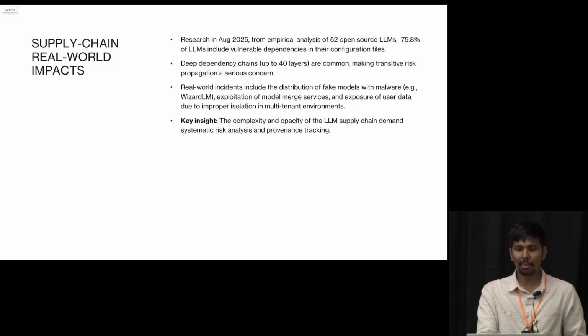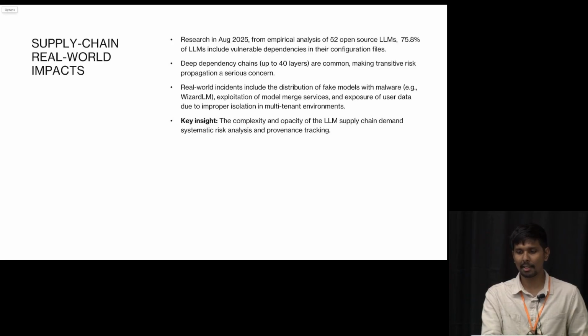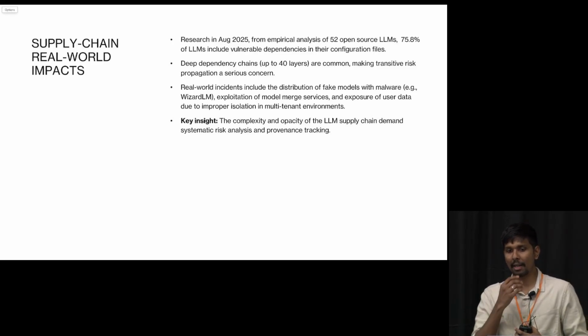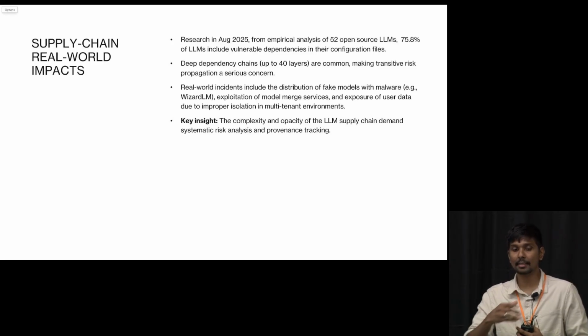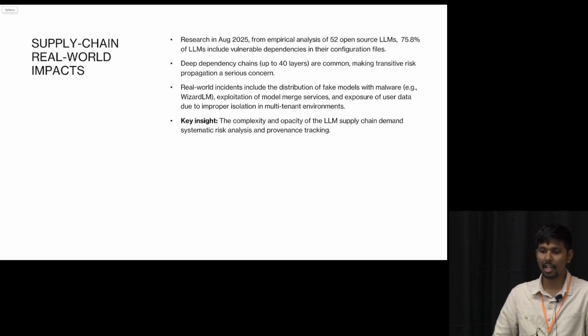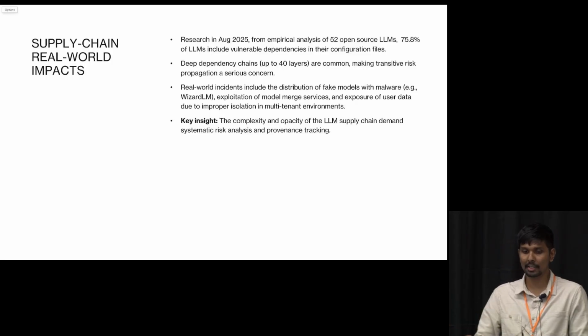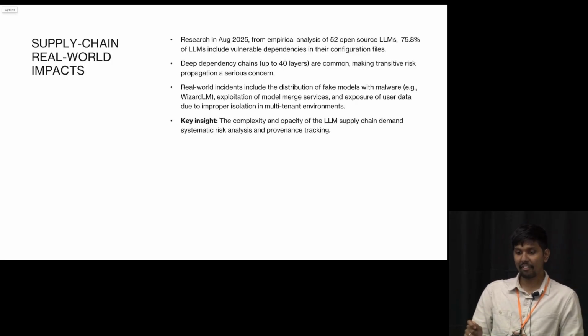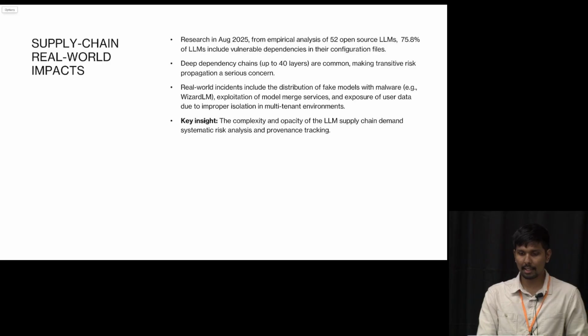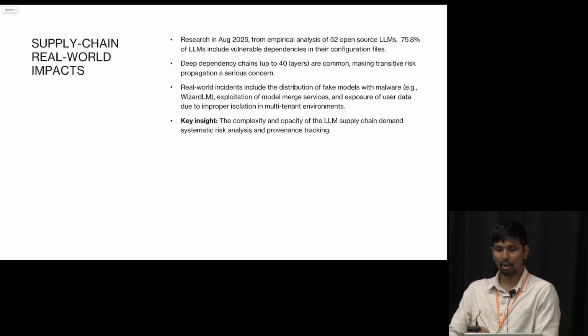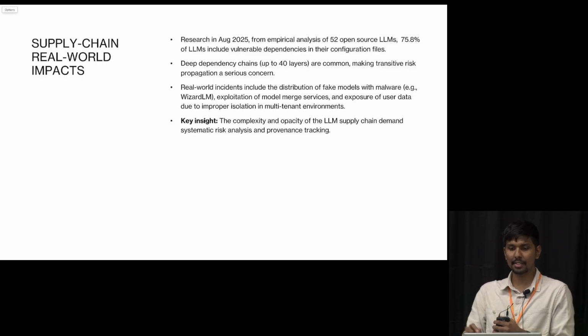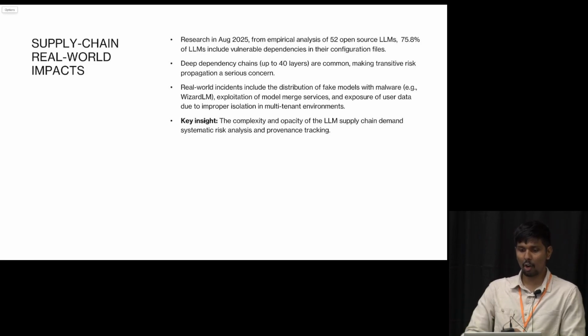Some of the common supply chain impacts are these. From an empirical analysis as recent as August 2025, when they researched 52 open source LLM models, 75.8% of these models have vulnerable dependencies in their configuration files, and dependency chains of up to 40 layers are very common.